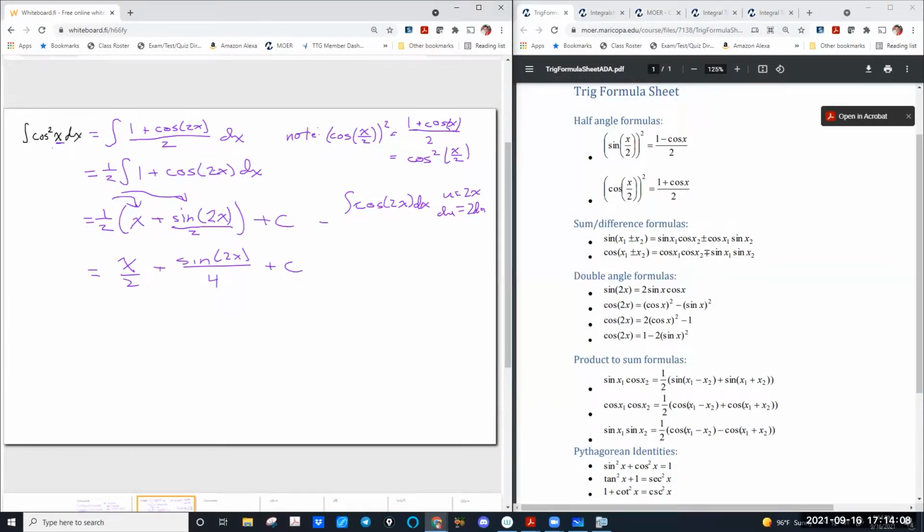But you were fine here. This is supposed to be a star. Excuse my horrible handwriting. This is the antiderivative. It's 100% correct. If I take the derivative of this, I'm going to get this. Okay.